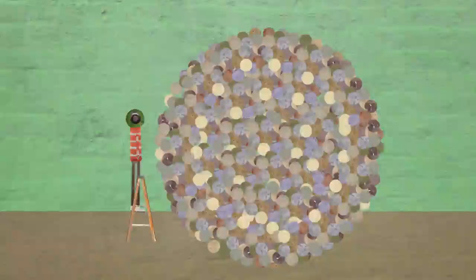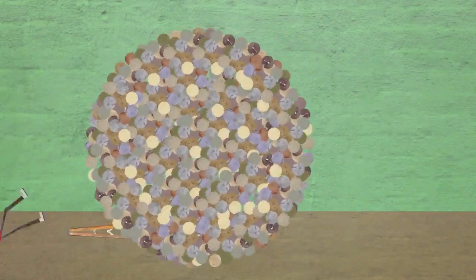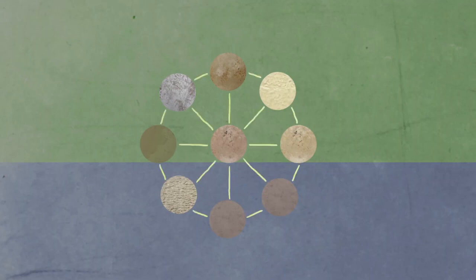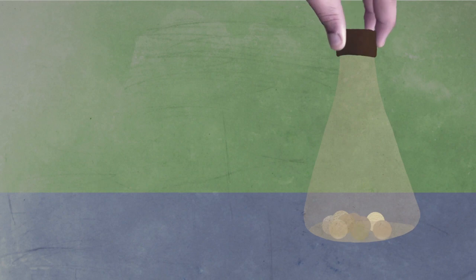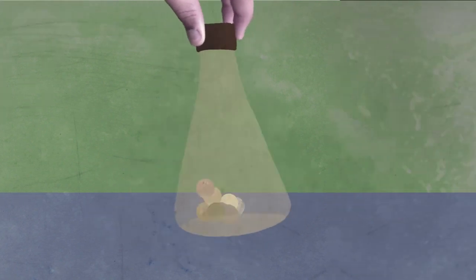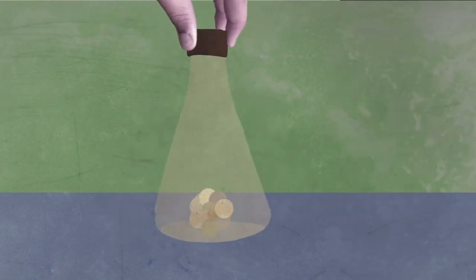You could try to put the pieces together one by one, but it might take a long time and you'd still have human errors. Instead, you could design a connection between the components like magnets and dump them into a container. When you shook the container, all the parts would find one another and build the sphere for you.